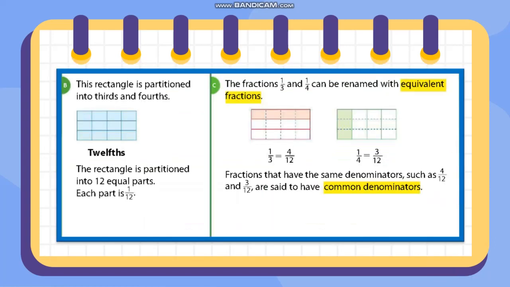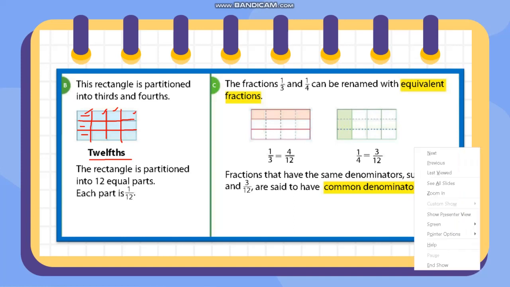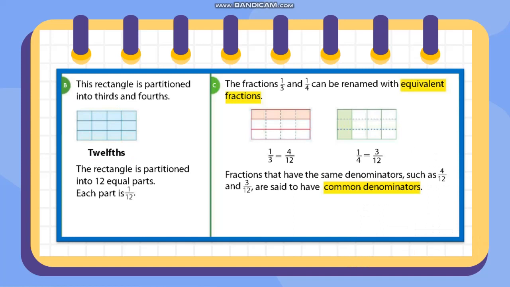Now, this rectangle is partitioned into thirds and fourths. Okay, so this becomes 12. Why? These are the thirds: 1, 2 and 3. And the fourths are 1, 2, 3 and 4. So the rectangle is partitioned into 12 equal parts, showing the thirds and the fourths.